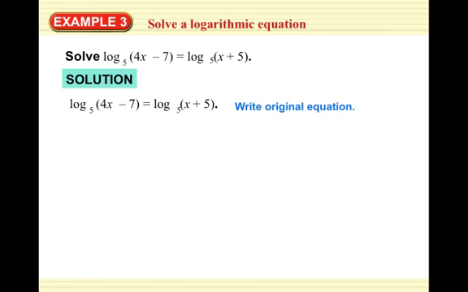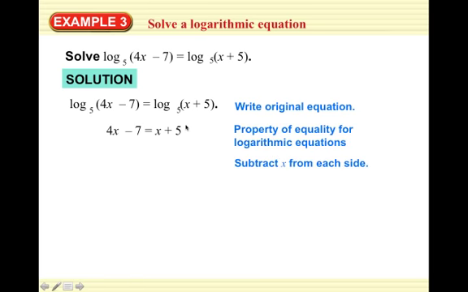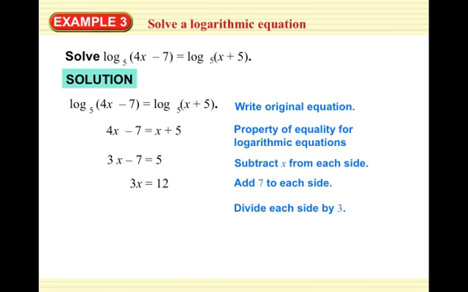Okay, so looking at this, we're taking the same kind of logarithm on both sides, so we can just set the 4x minus 7 equal to the x plus 5. All right, so subtract x and add 7, and you get 3x equals 12. Divide by 3, and you get x equals 4.